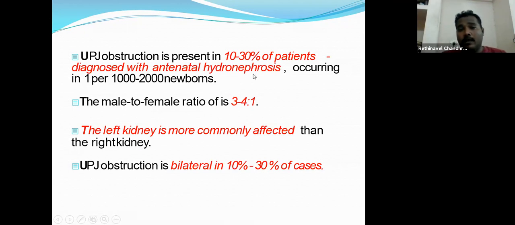This UPJ obstruction, that is PUJO, is more commonly detected in case of antenatal scan. Yesterday in pediatric urology, they taught that in most common antenatal hydronephrosis, 50 to 60% there will be a transient urinary tract dilatation, and 10 to 30% there will be a PUJ obstruction, and another 10% will be due to VUR and posterior urethral valve, which are all taught in pediatric urology. So that is what they have written: PUJO is commonly seen in 10 to 30% of the antenatally detected hydronephrosis, and PUJO is more common in male, and left kidney is more commonly affected, and bilateral PUJO will be seen in 10 to 30%. These are all facts. Just remember, they may ask.